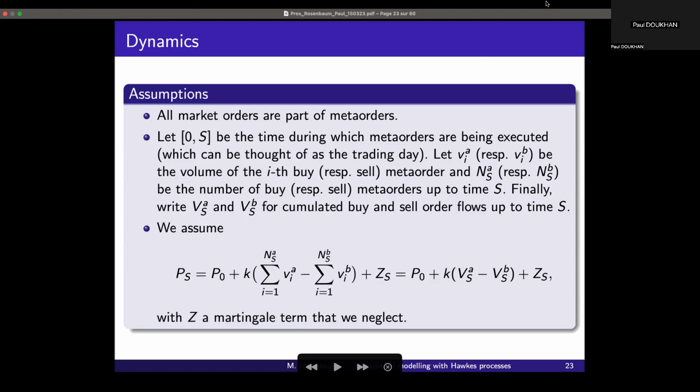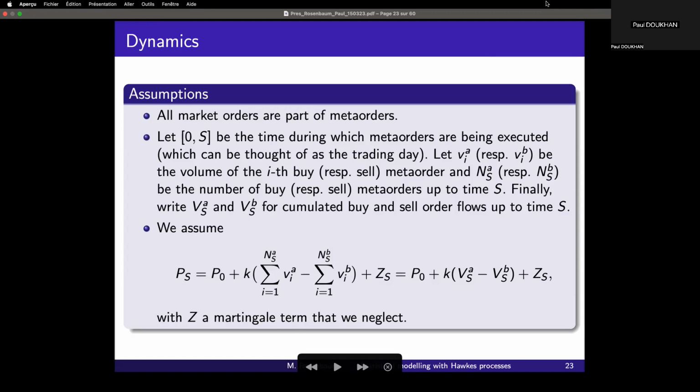The buy meta orders are pushing the price up, the sell meta orders are pushing the price down. You have N_A buy meta orders, N_B sell meta orders. And so the price at the end of the day is just the sum of all the impact plus the martingale part, because the impact is the average move. Okay, so the impact is an expectation, so you have this martingale. But let's forget about the martingale. It's very simple. The price at the end of the day is just given by this.